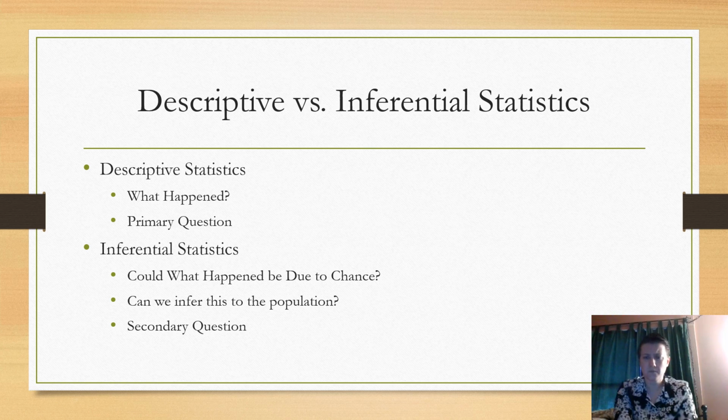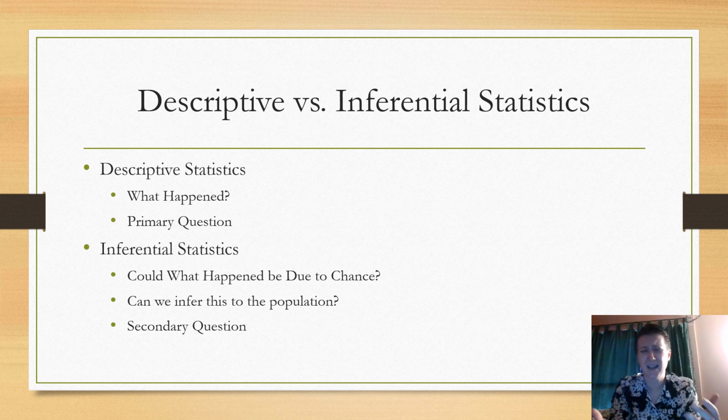So we'll start with the difference between descriptive and inferential statistics. With descriptive statistics, it's very surface level, very basic. It's pretty much asking what happened, what does our data look like? Whereas inferential statistics is getting more into the meat and potatoes of, okay, we know what the data looks like. What does this tell us about the bigger picture?